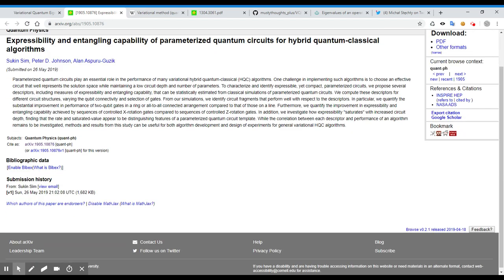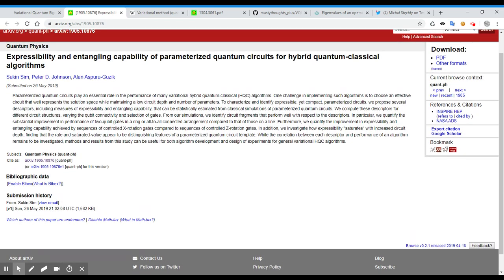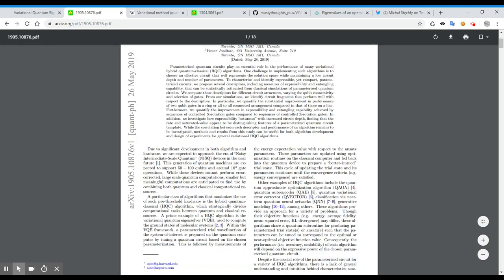I didn't. Okay. Expressibility and entangling capability of parameterized quantum circuits for hybrid quantum-classical algorithms. Interesting. I might add that to the list of my to-dos. Cool.